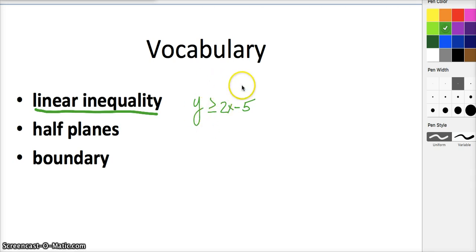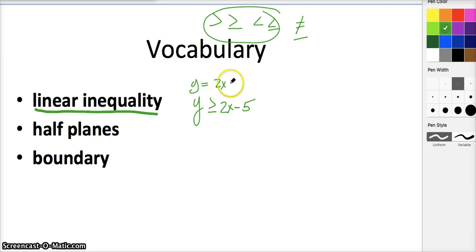We know inequality signs can be greater than or equal to, less than or equal to. Sometimes people even include the not equal sign, but that is not really something we need to talk about right now. Generally, when we're talking about linear inequalities, we're talking about something like this. A linear inequality is one where the relationship looks like a linear equation if you replace the inequality sign with an equal sign.